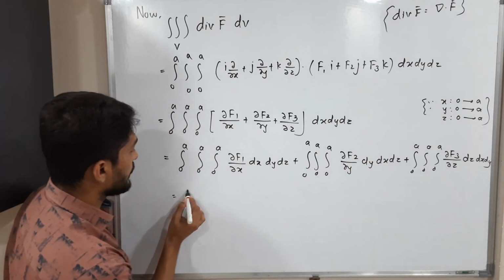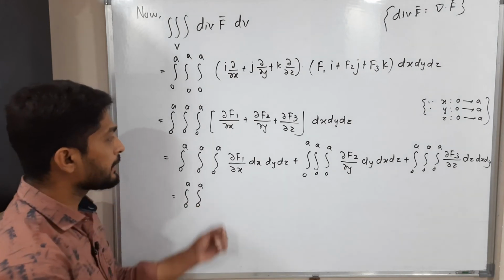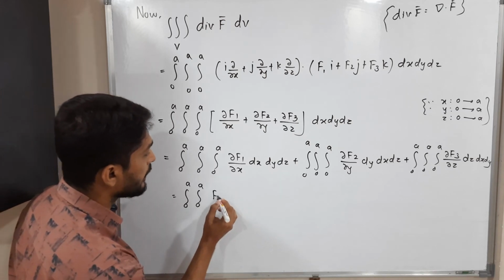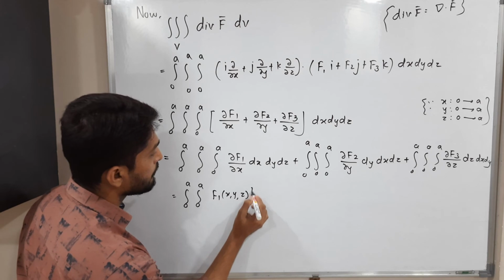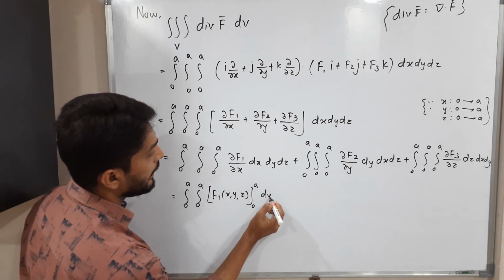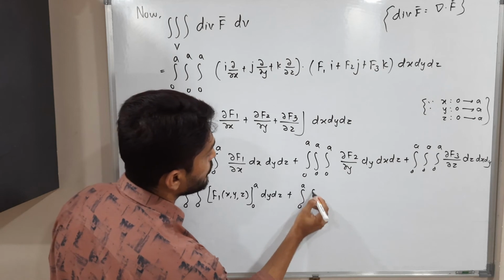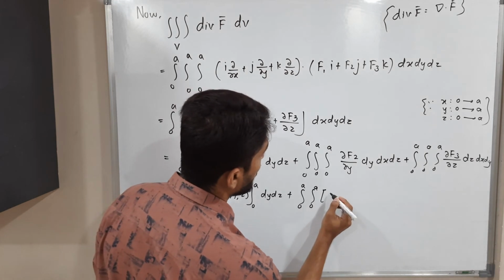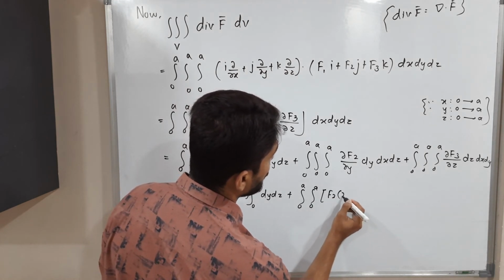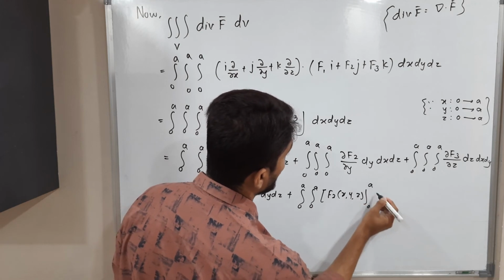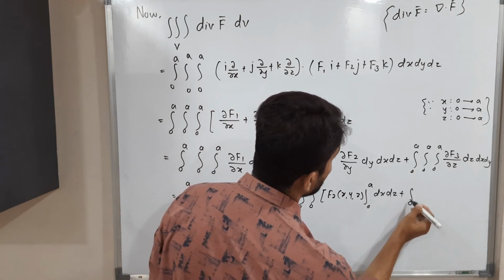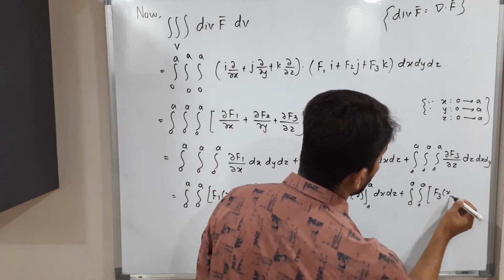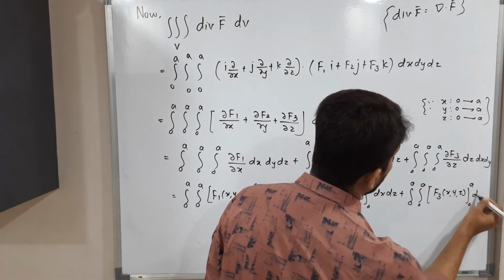So this is equal to 0 to a, 0 to a. What will happen here? The integration with respect to x and the derivative with respect to x will cancel each other, and we will have f1 only, which is obviously a function of x, y, z, having limits 0 to a, dy dz. Plus I will do the same here. Derivative and integration with respect to y will cancel. So actually we are using the fundamental theorem of calculus here. So f2 of x, y, z having limits 0 to a, dx dz, plus 0 to a, 0 to a. Derivative and integration with respect to z will cancel. So f3 of x, y, z from 0 to a, dx dy.